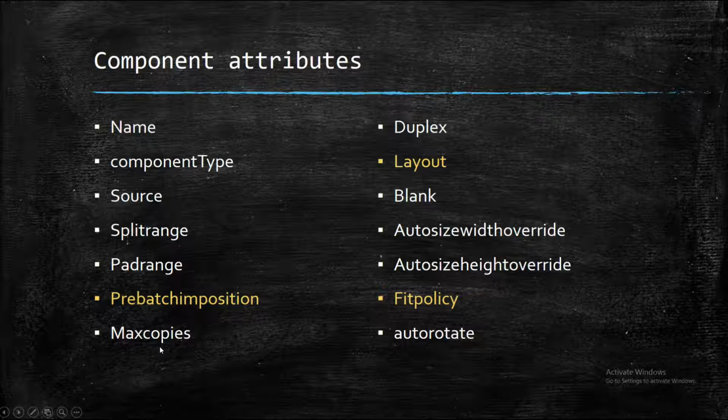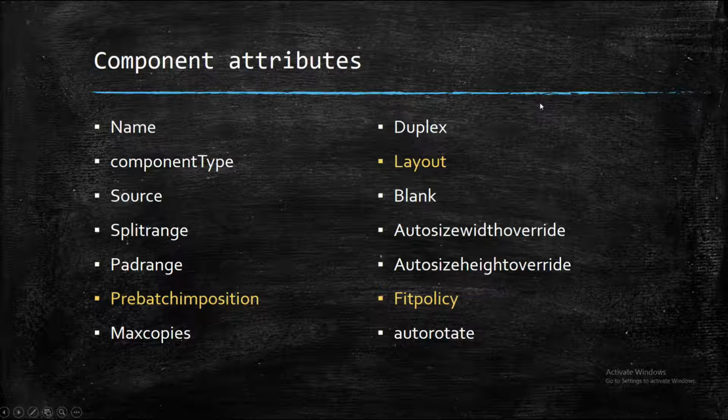Now the next attribute, max copies, allows you to restrict the number of a specific pre-batch component that's going to be generated. Remember that quantity, when that comes in with the order, is applied to the entire pre-batch definition, or all components within that pre-batch definition. So if there is a need to restrict the number of pre-batch components generated for a specific one, you can do that using max copies. Duplex is just that. It allows you to state whether or not the pre-batch component is single or double-sided. And then layout is the attribute used to specify which layout that pre-batch component is going to use.